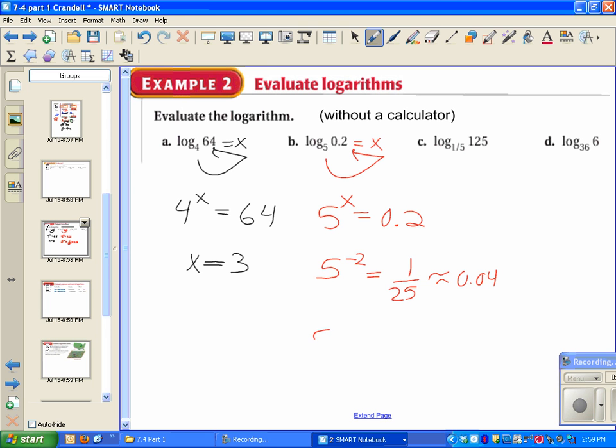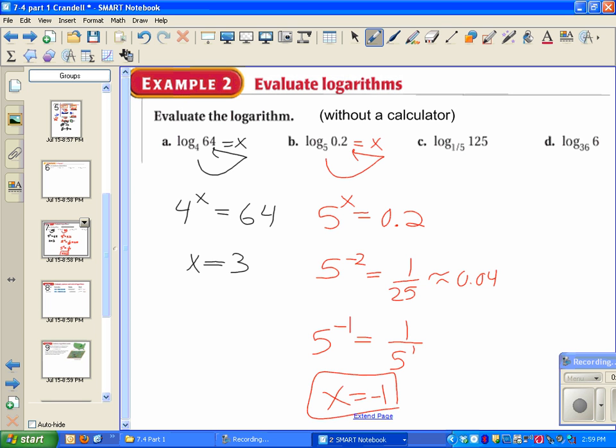So maybe let's try negative 1. 5 to the negative 1 power is the same thing as 1 over 5 to the positive 1. And 1 divided by 5 is 0.2. So we found it. x is equal to negative 1.